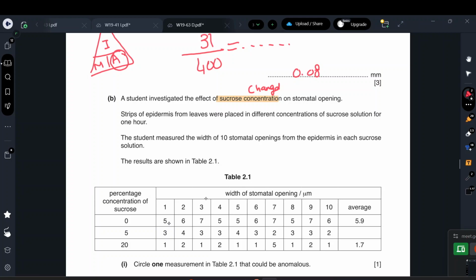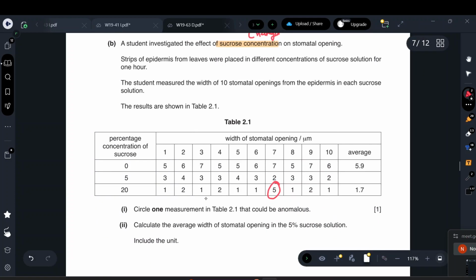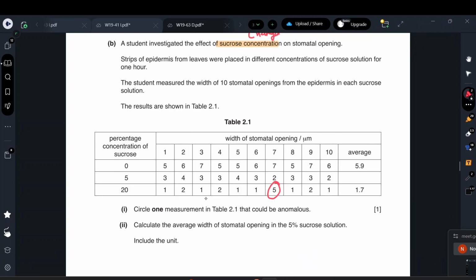Okay, let's check the numbers here. 5, 6, 7, 5, 5, 6, 7, 5, 7, 6. Okay. 3, 4, 3, 3, 4, 3, 2, 3, 3, 2. Okay. 1, 2, 1, 2, 1, 1, 5, 1, 2, 1. This is a wrong answer. This is a wrong measurement. Why is it anomalous? If he asks me why, I will say because there is a big difference between this number and the other numbers.